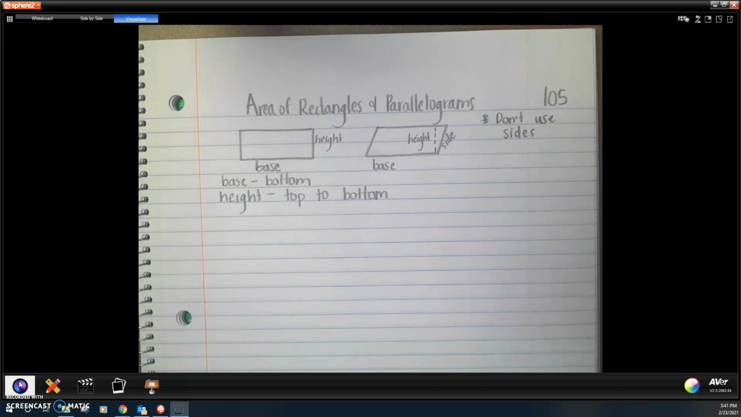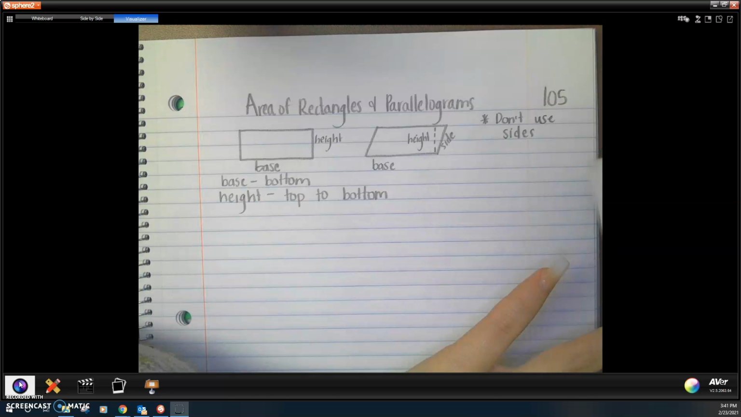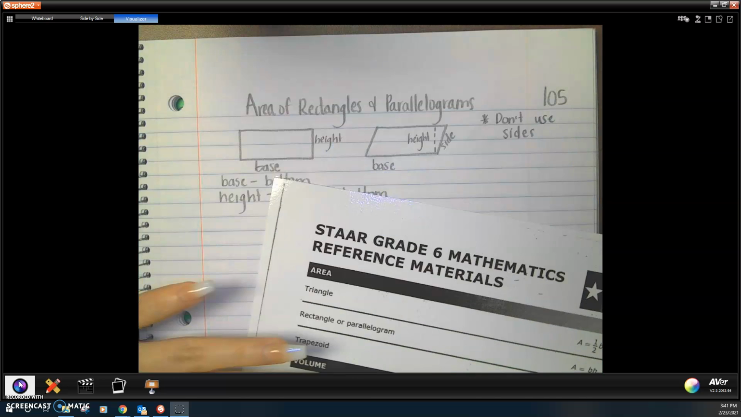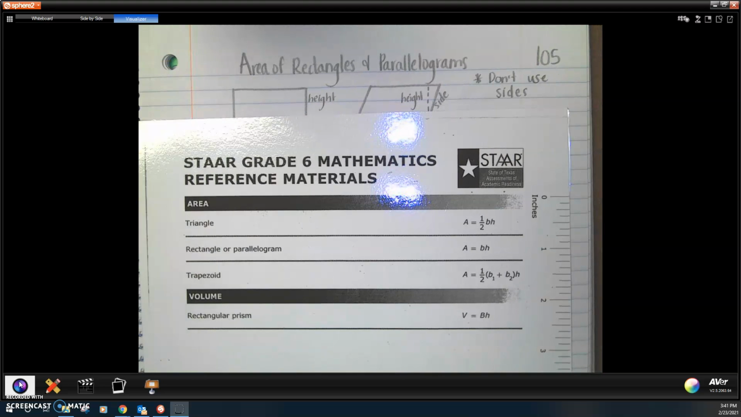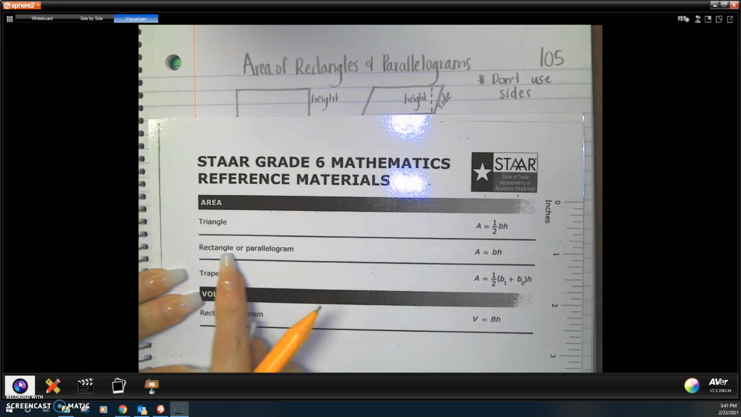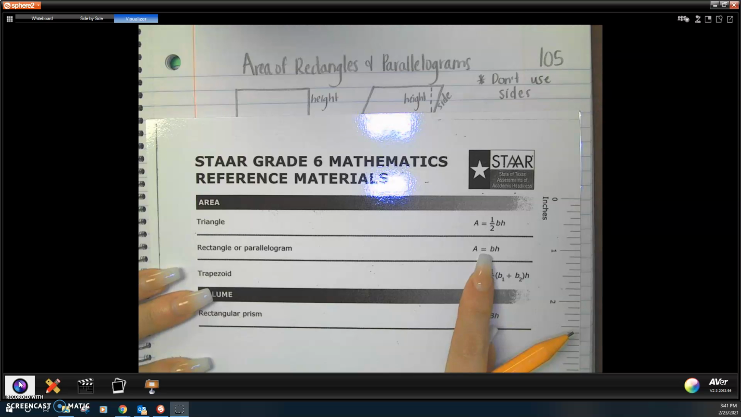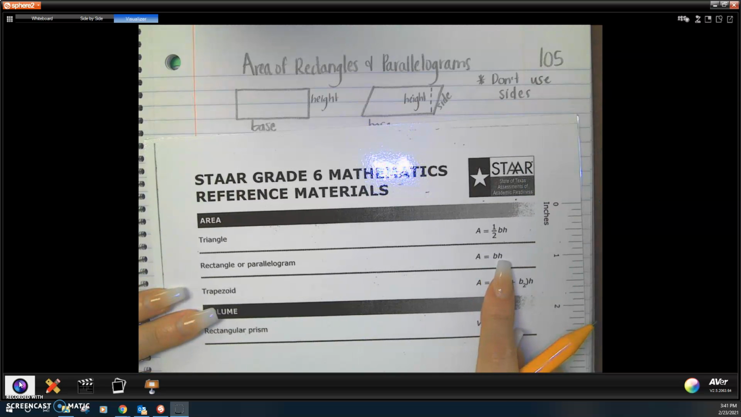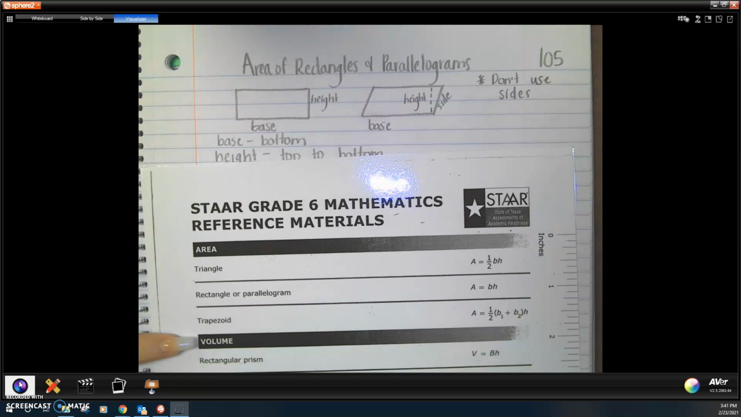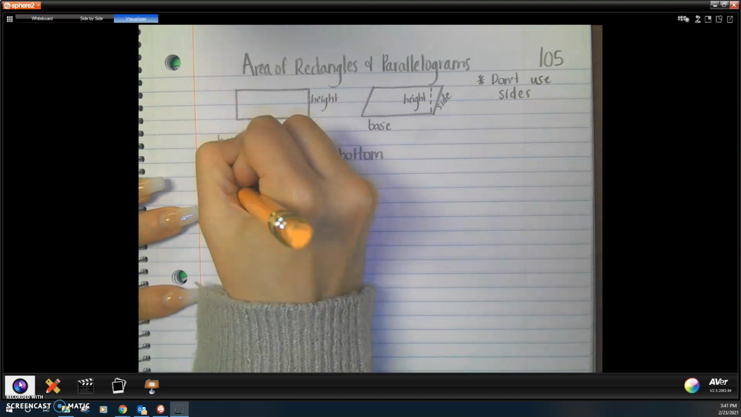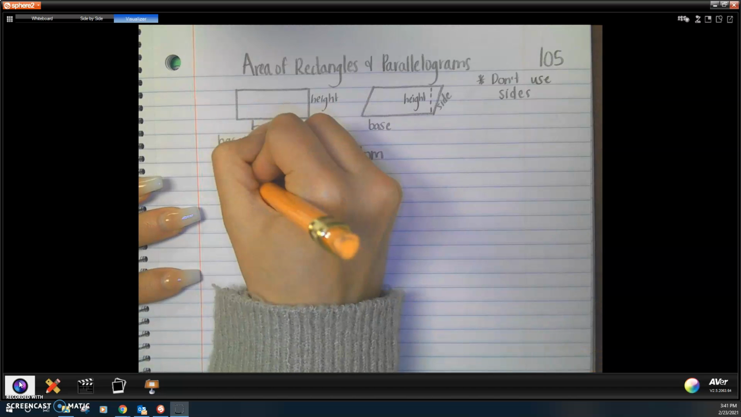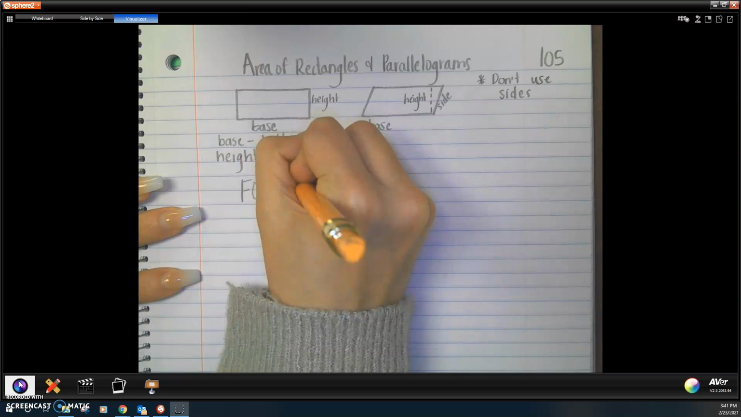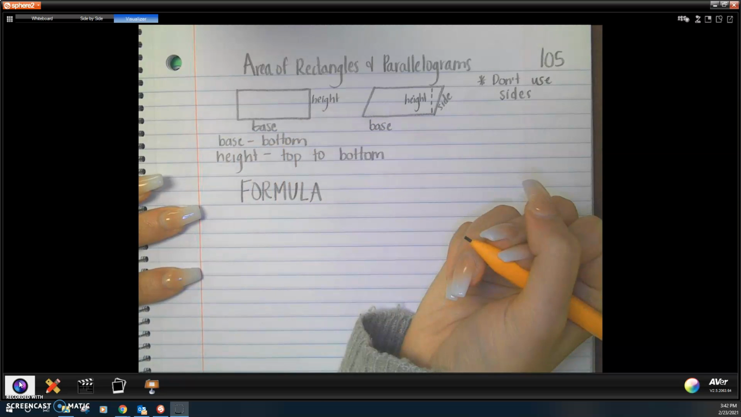Alright, so now let's say we're finding the area of these shapes. We're going to have to use our star chart to find the formula that we need. So if I'm finding the area of a rectangle or parallelogram, this is the formula that I'm going to use. A equals BH. What do you think the B and the H are going to stand for? You said base times height, you're right. So we're going to start there, and we're going to write our formula. Without our formula, we cannot solve these problems. It's important to know the formulas when we're looking for the area.